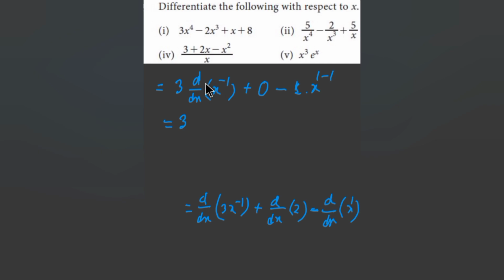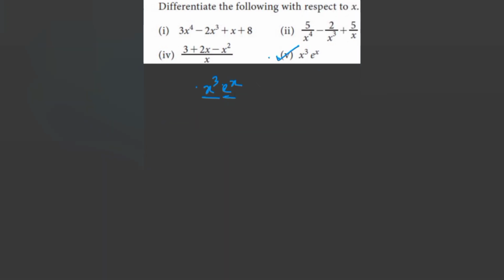3, and we can apply the first rule here, n into x to the power n minus 1, minus, and we can see their result will be 0 because here the power of x is 0, so we know the result of x to the power 0 equal 1, so we can write 0, plus 0 minus 0, so the result will be 3 times minus 1, so the result will be minus 3 x to the power minus 2. This is the result of this math.